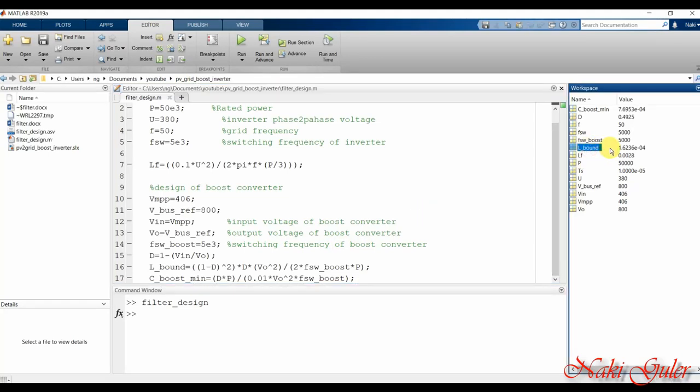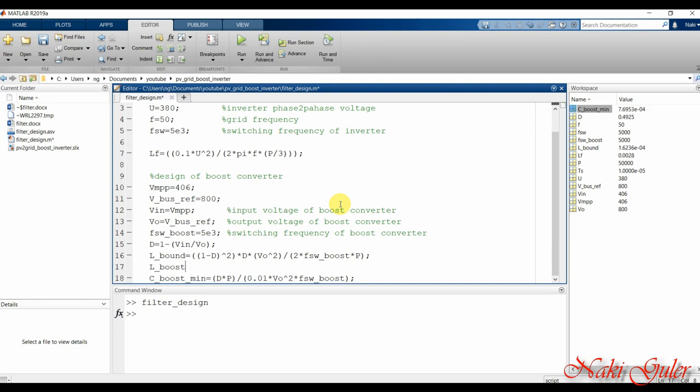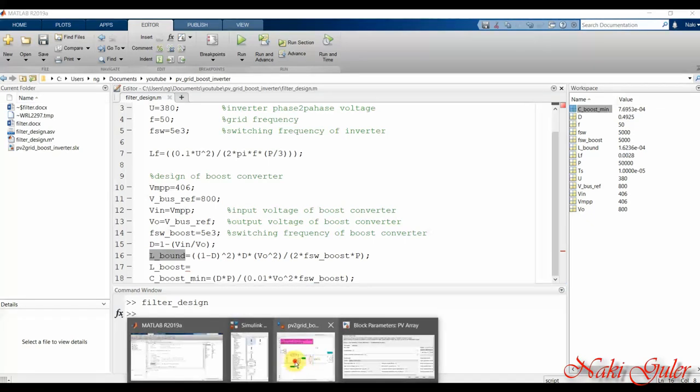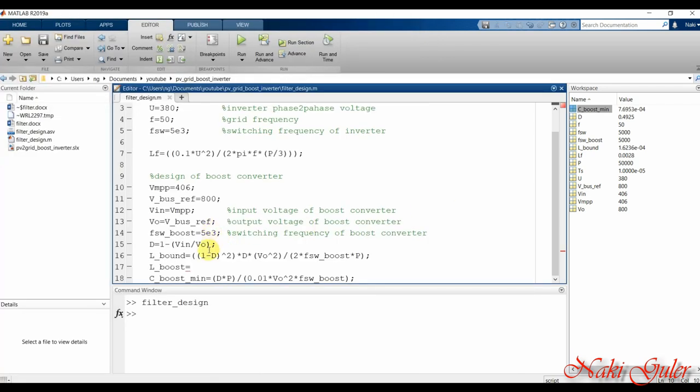Here are the boundary inductance and the minimum capacitor value. I would like to select a big value from this one, L boost. The boundary inductance will keep the input current of the boost converter just above zero. Because of that, I would like to reduce the ripple, and I want to select 10 times bigger than the boundary. It will reduce the current ripple on IL.